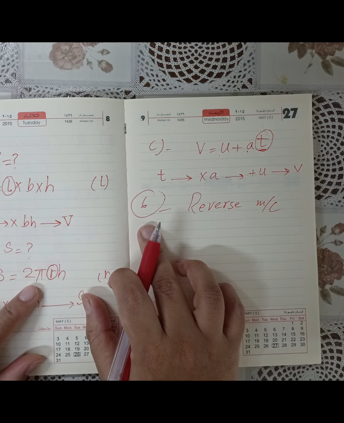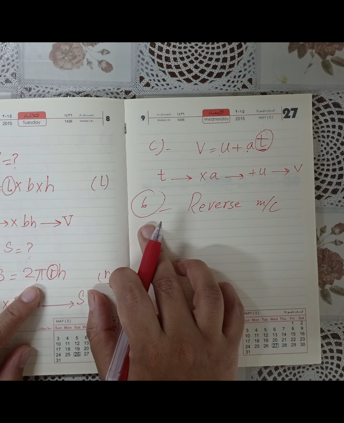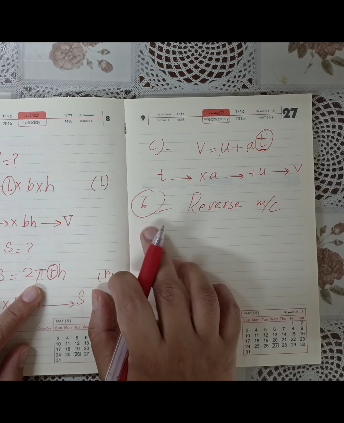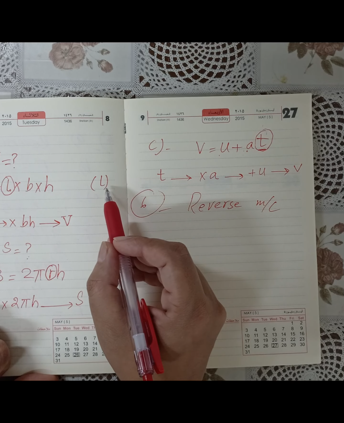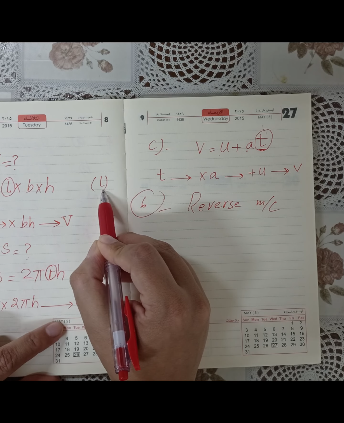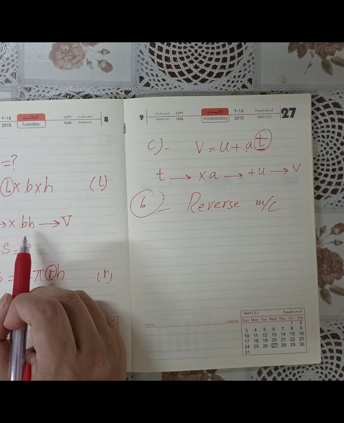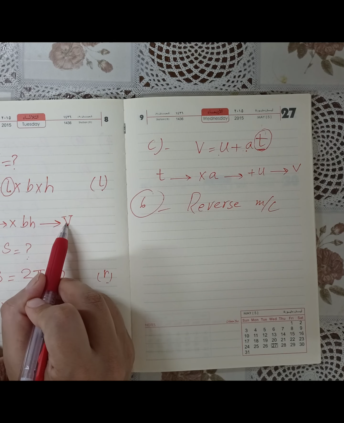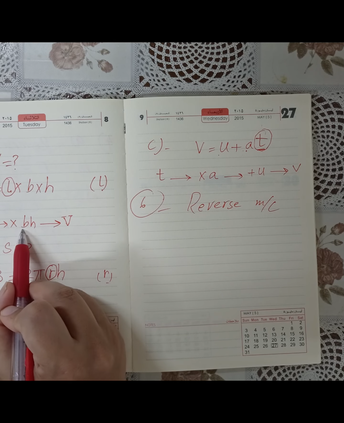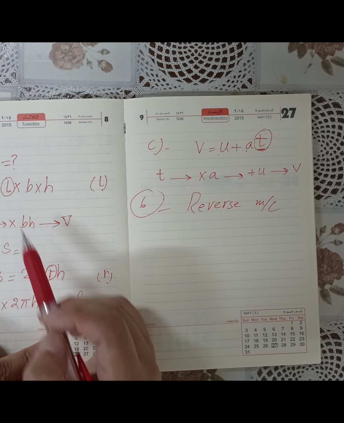Now, reverse machine for each part of question 5. To rewrite the formula, make the letter you originally started with the subject. Okay, so here we have to find out L. How can I find out L? I have to go back. I have to do the reverse operation. How will I do the reverse operation? I will take V. I will divide it with BH to get L.